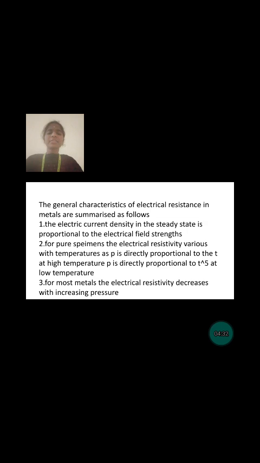The general characteristics of electrical resistance in metals are summarized as follows. The electric current density in the steady state is proportional to the electric field strength. That explains the electric current density in the steady state: it is proportional to the electric field strength.